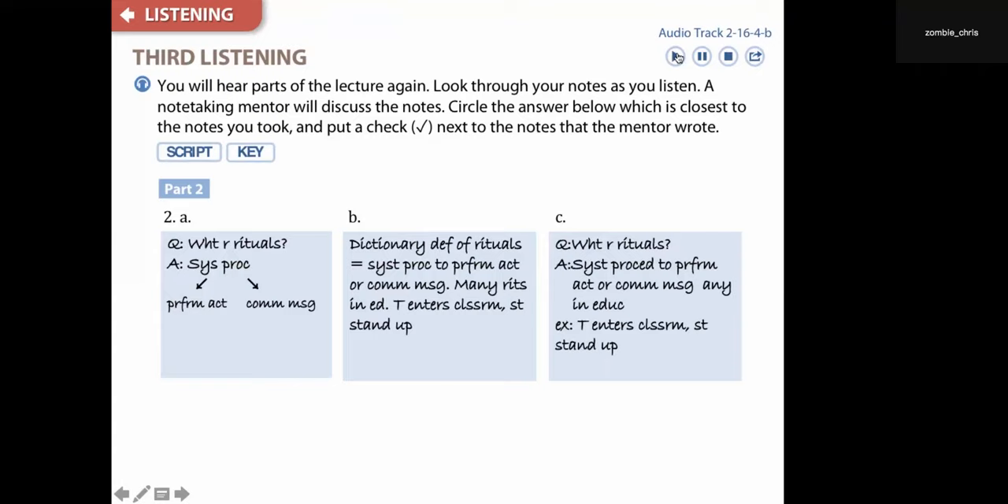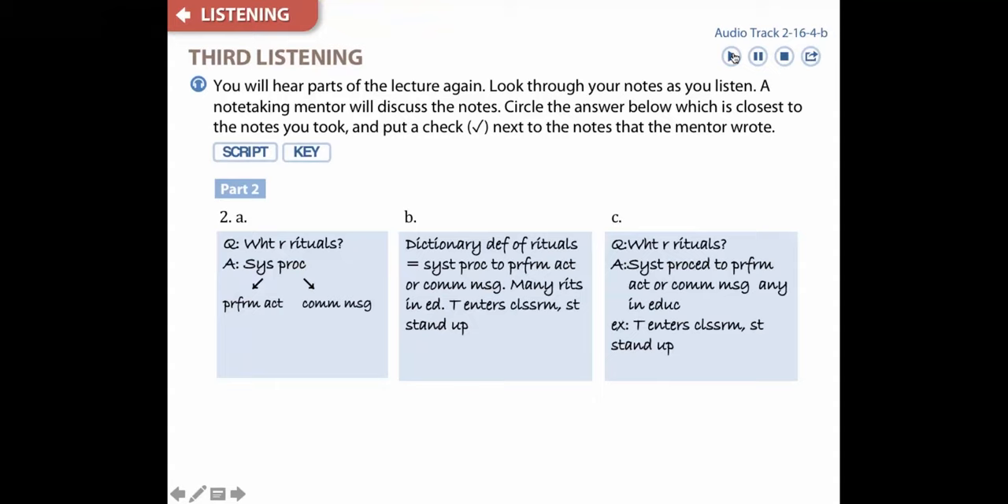Part 2. Just what exactly are rituals? I'll give you a dictionary definition to begin with. Rituals are systematic procedures used to perform a certain act or to communicate a certain message. Well, there are many rituals associated with teaching and learning, and with education in general. In some countries, when a teacher enters the classroom, the students ritually stand up.